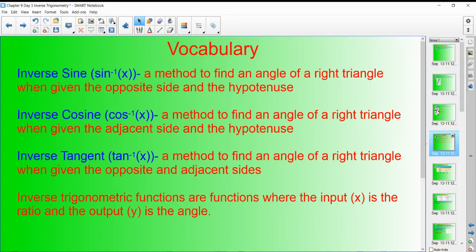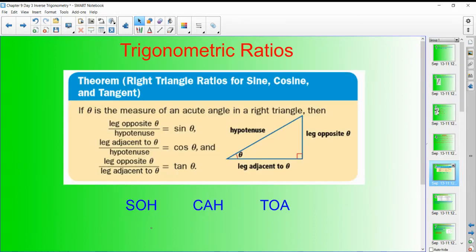So today we're going to learn about inverse sine, inverse cosine, and inverse tangent. When I'm asked to find the angle, I'm going to use inverse trigonometry, kind of like reverse trigonometry. So the input this time is the ratio, and the output is the angle. From last time, we remember the sine ratio is opposite over hypotenuse, the cosine ratio is adjacent over hypotenuse, and the tangent ratio is opposite over adjacent. None of these change.